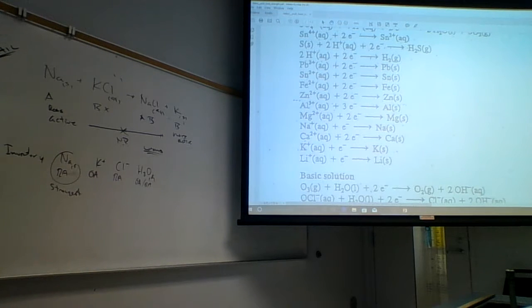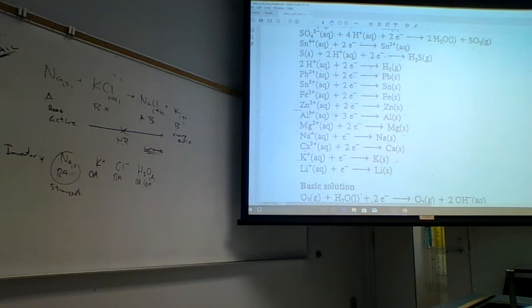So it got the strongest. That's correct. Sodium is the strongest. But is potassium ion the strongest oxidizer? Did single replacement get that right? So let's take a look at the oxidizers.